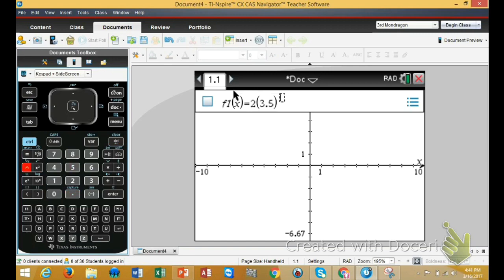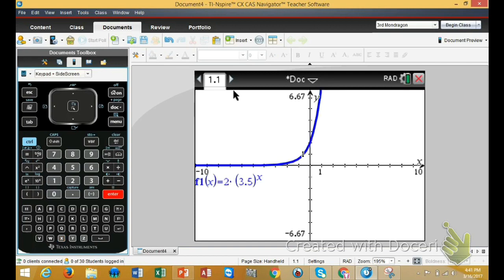So we're going to use this button right here by the x squared button. And that's our caret button. That'll allow me to put x as the exponent position. Now that I have that in, I can press enter and I have my exponential function. So now that I have my exponential function, I can determine the domain, the range, and the asymptote. So I will go back to my PowerPoint and do that now.